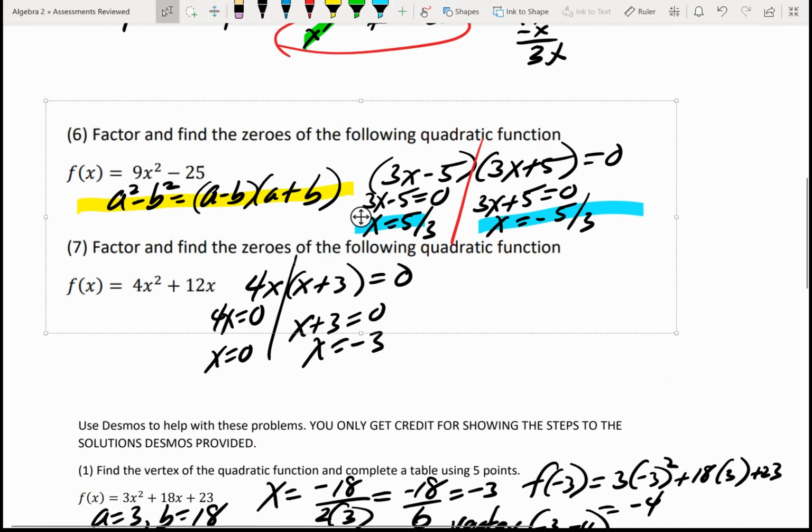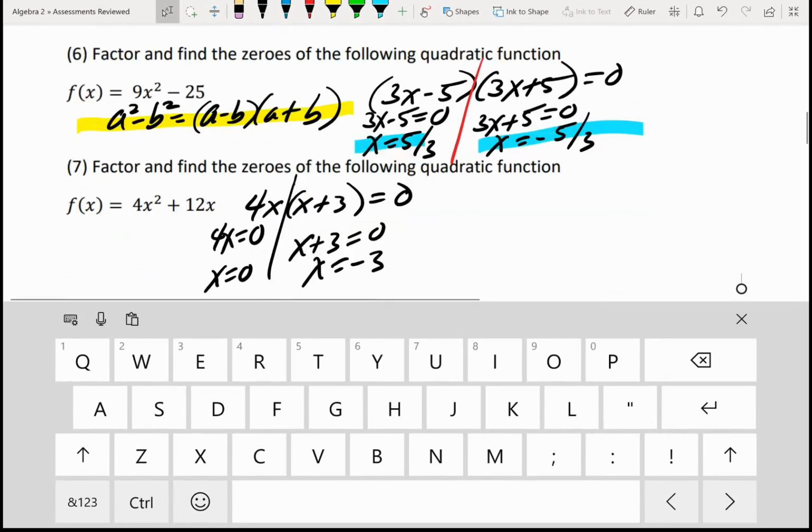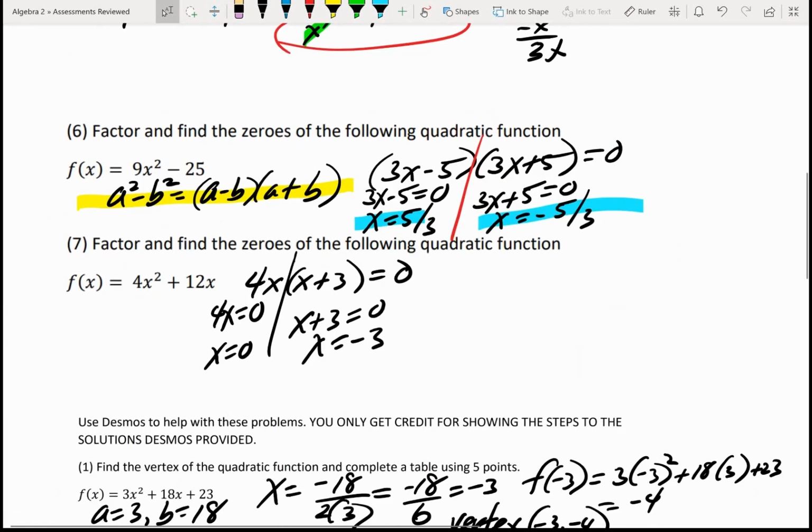And then number 7, we have 4x squared plus 12x. So I can factor out 4x from 4x squared and 12x. 4x times x is 4x squared, and then 4x times 3 is 12x. So I factored out 4x and set each factor equal to 0, and I get x is equal to 0, and then x is equal to -3.